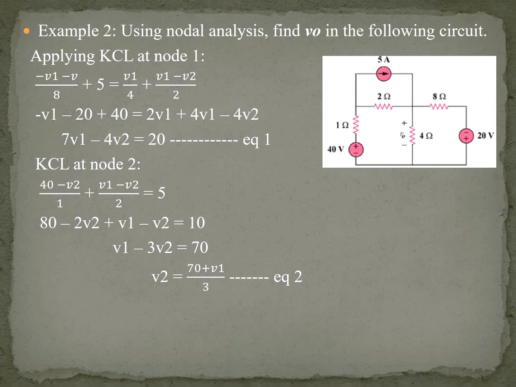Applying KCL at node 1, we will get (negative V1 minus V over 8) plus 5 equal to V1 over 4 plus (V1 minus V2) over 2. And then we rearrange the equation, we will get 7V1 minus 4V2 equal to 20. That is equation 1. And then applying KCL at node 2, we will get (40 minus V2) over 1 plus (V1 minus V2) over 2 equal to 5. We rearrange the equation, we will get V2 equal to (70 plus V1) over 3. That is equation 2.